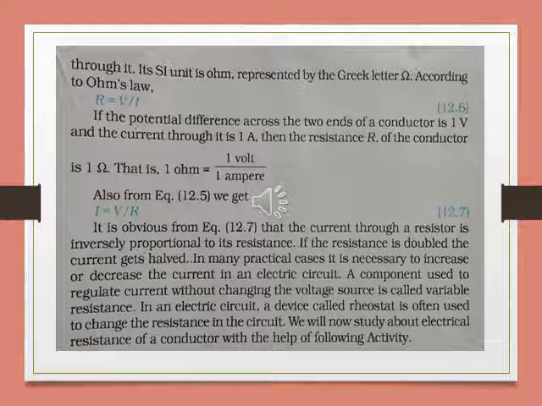Now we will study the electric resistance of a conductor with the help of the following activity. Does the material affect the flow of the current? The voltage is the same, but the material is different. Will the current increase or decrease? So we will see now how it affects the circuit and the electric current.